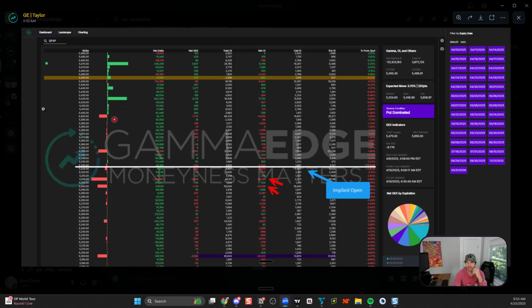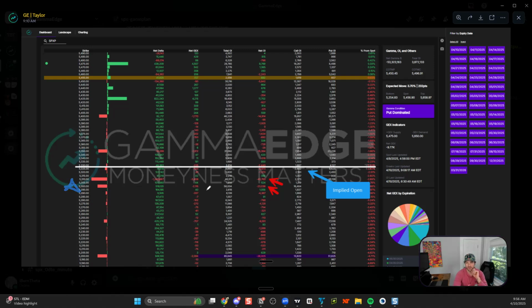Based off of last night's settlement price, we were fairly balanced, still slightly put dominated, but structure certainly did improve a lot. We can see a lot more call dominated strikes in the structure. However, keep in mind we're gapping down again, another 100 points down to 5,330, so that's going to shift the moneyness. This structure is going to become a lot more put dominated, so it really negates what happened yesterday.